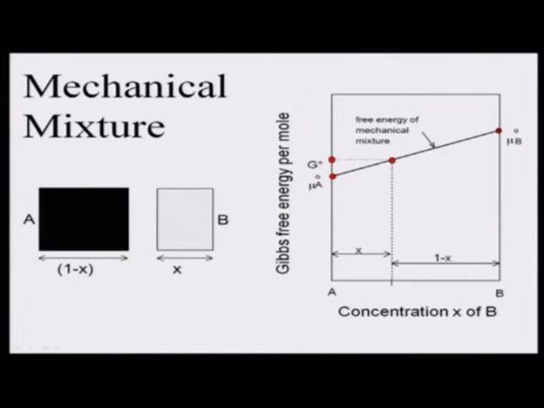Till now we were discussing only temperature, G as a function of temperature at constant pressure, that is what we discussed. Let us now discuss G as a function of composition. So suppose I have A and B. Let us assume A is salt and B is water. So I have X as the fraction of water and 1 minus X is the fraction of salt. Okay, I put them together.